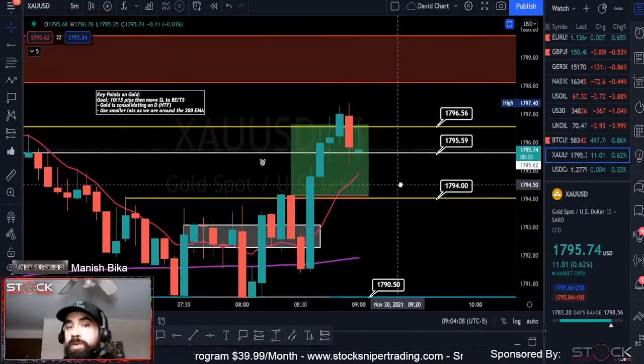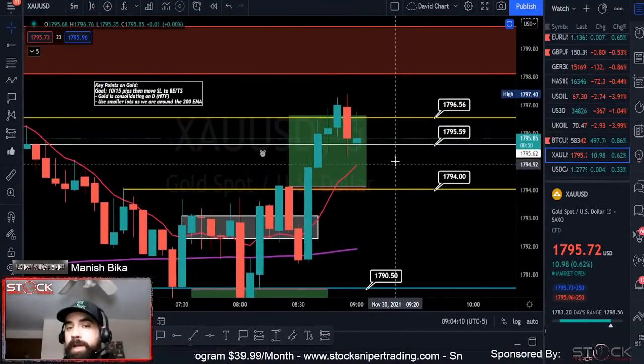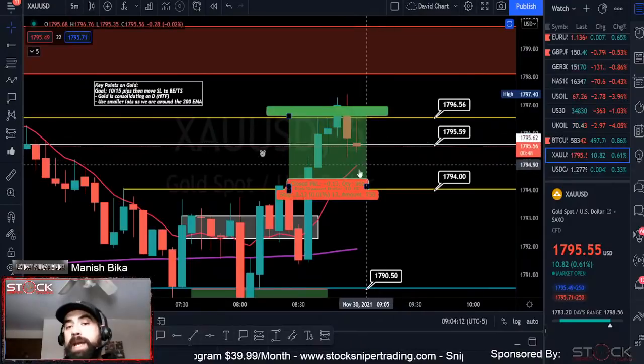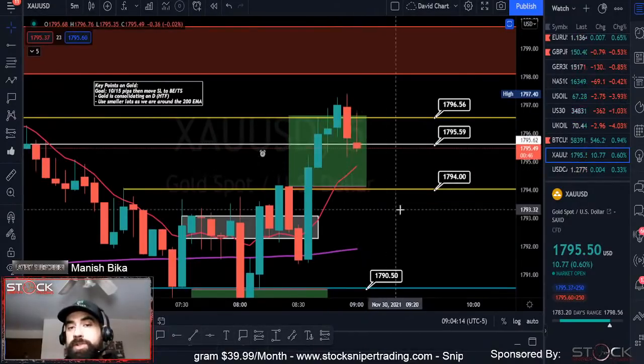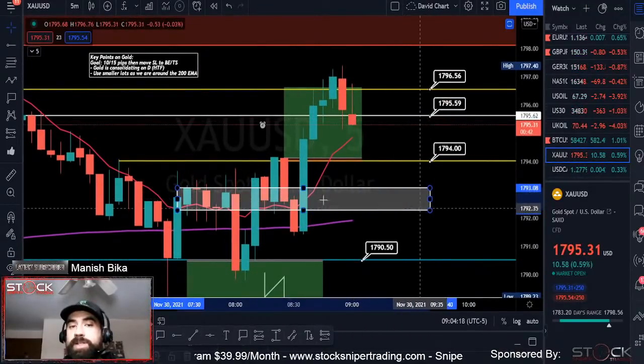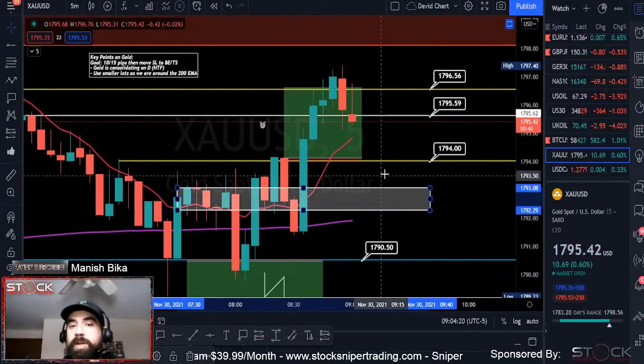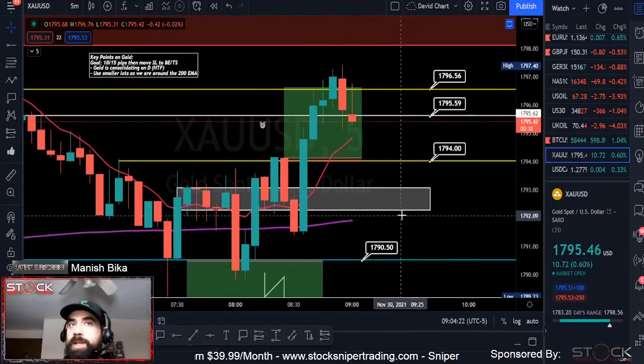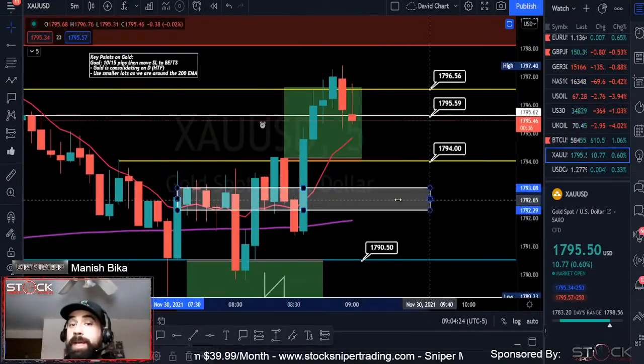Okay, so there's the gold movement here. I'm watching gold. Anything below this moving average, I'm looking maybe to come back and get into this consolidation area right here. But you don't always want to be jumping in before market open.